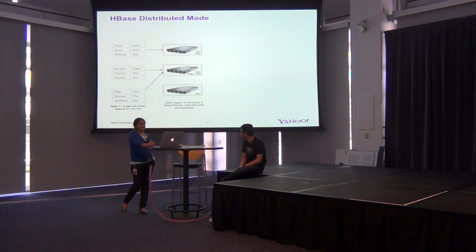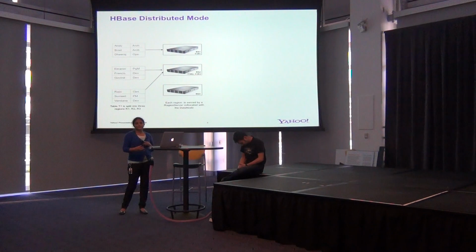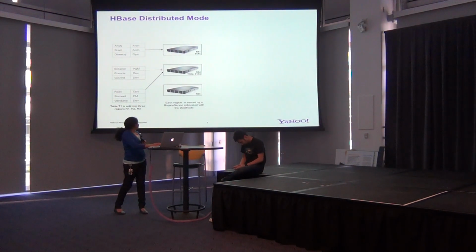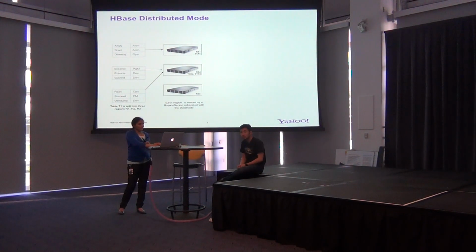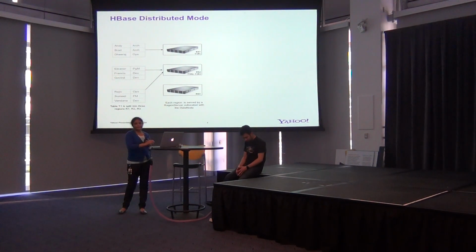HBase has a master and a bunch of region servers, and each region server holds a lot of regions. In this example, R1, the region 1 of table 1, has gone to region server 1, and the remaining two regions have gone to region server 2. It's not necessary that all the regions get distributed to all the region servers. The assignment is done in a random fashion.